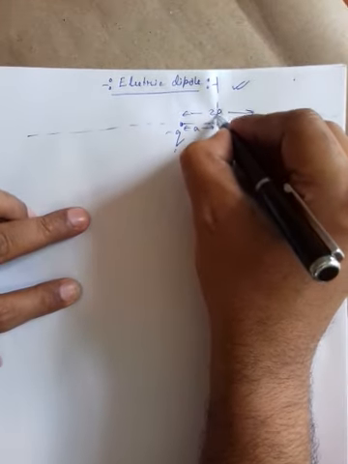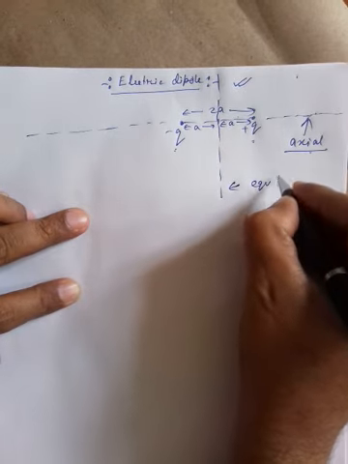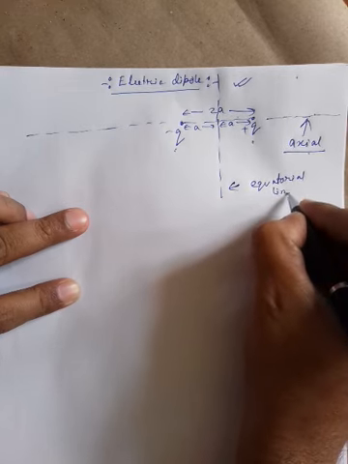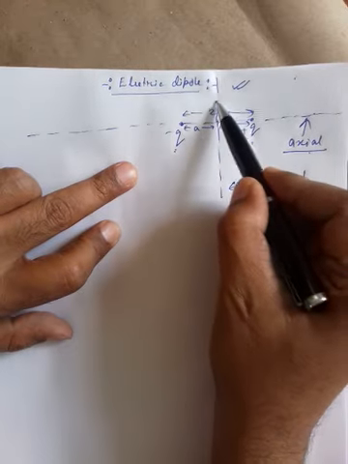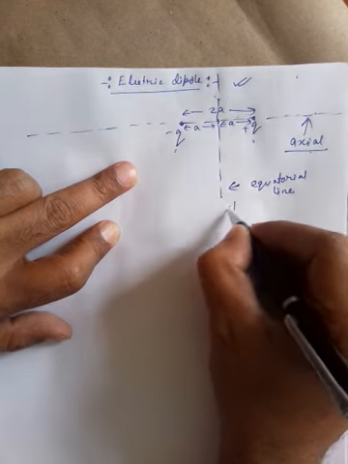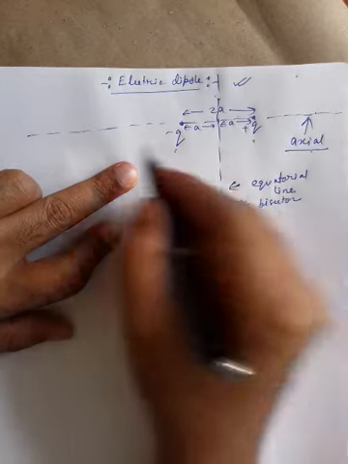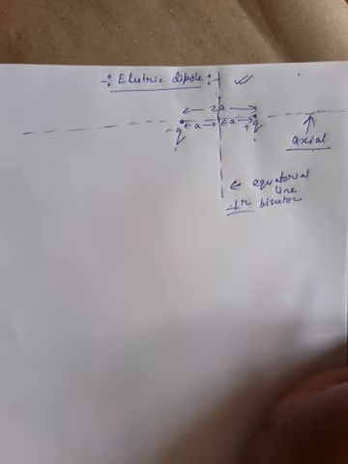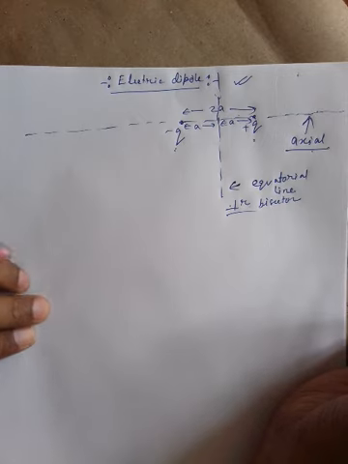And if you draw a perpendicular to the midpoint, this line is called the equatorial line. The word equator means equal distance from both poles. From minus q whatever distance, from plus q also the distance is the same. It is also called the perpendicular bisector. Why? Because this is the axial line, this is the midpoint, and we are bisecting at the middle perpendicularly, so perpendicular bisector. So these two axes are very important for us: one is the axial line and the other is the equatorial line.